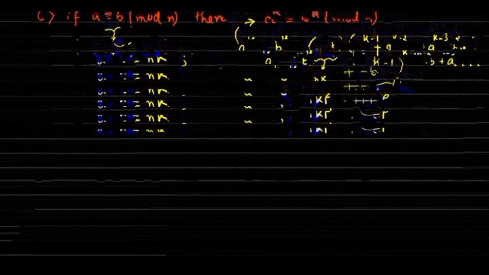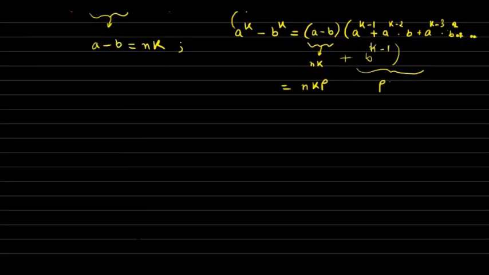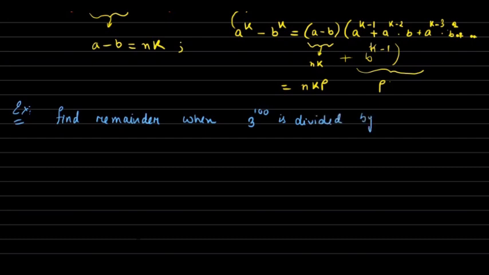Let's say 3 to the power. Okay, example. Find the remainder when 3 to the power 100 is divided by 4.